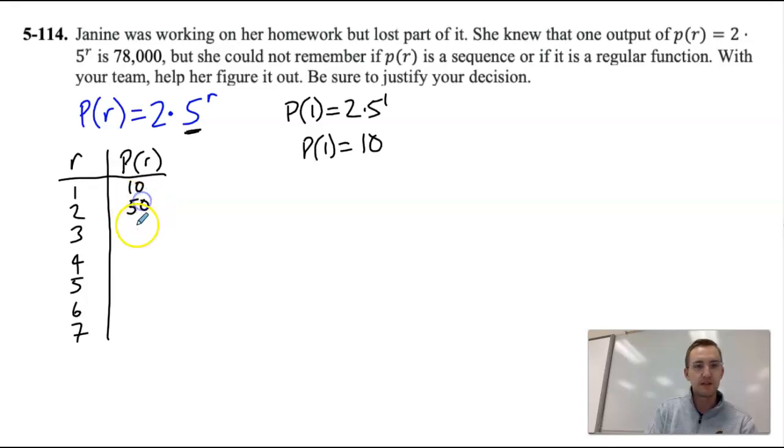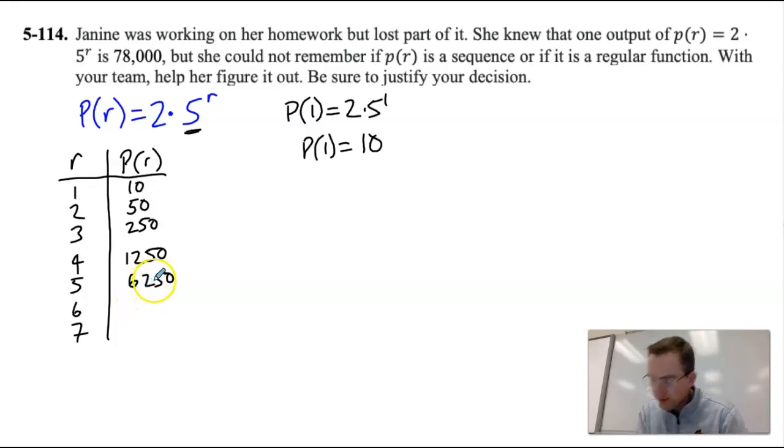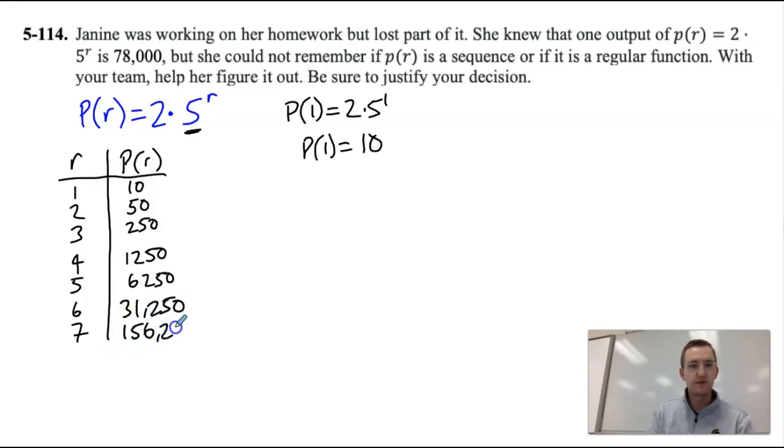10 times 5 is 50. Then we get 250. P of 4 would be 1,250. 6,250 would be after that. Then we get 31,250. Can't even read my own writing. And then lastly, 156,250. So again, she knew that one output of this is 78,000.